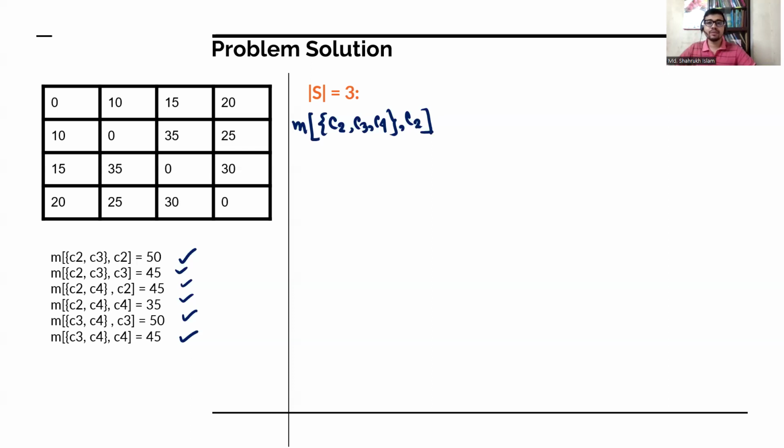Look at here. This is very important. We are trying to end our journey at C2. So in the smaller problem, you have to remove the C2 first. If you remove the C2 first, then you will get C3, C4. Okay, this is the set. And again, you can end your journey either at C3 or at C4. That means if you end your journey at C3, then after that you have to move C3 to C2.